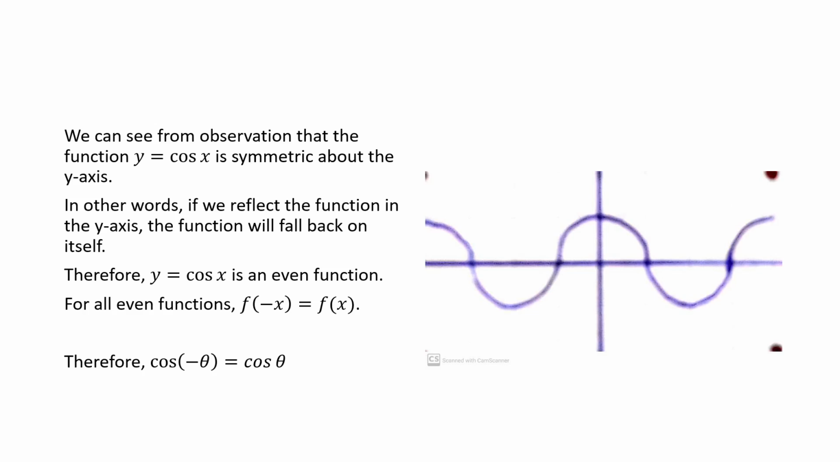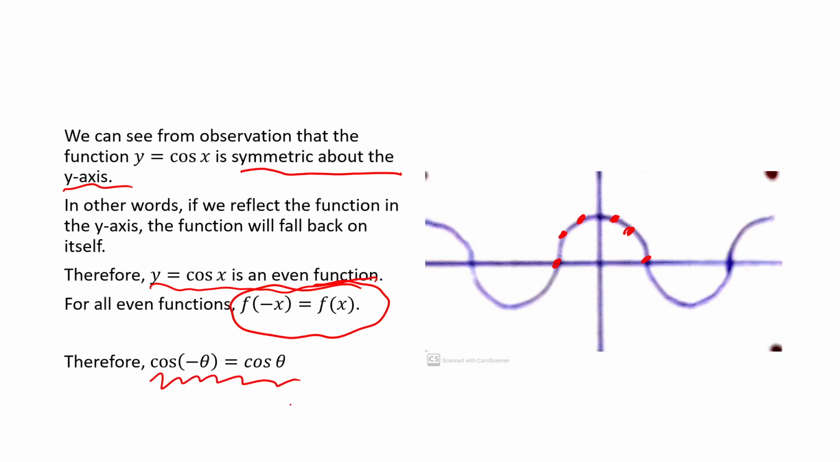Now, perhaps a little bit easier to see is when there's symmetry about the y-axis. So let's look at y equals cos x. This curve, if we reflect every one of these points in the y-axis, we get a point that still falls back on the other side. Therefore, this is an even function. Symmetric about the y-axis means that y equals cos x is even, means that f at negative x equals f of x. Well, that means, since f in this case is the cosine function, that the cosine of negative theta equals the cos of theta.